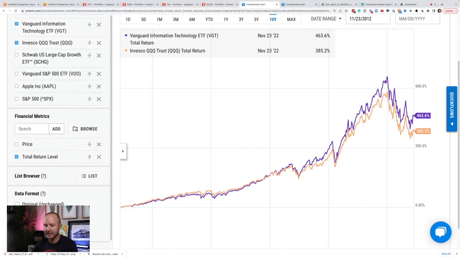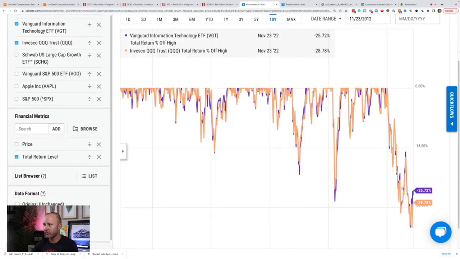Now, the thing to consider is that these are volatile, right? Look at how many times over the last 10 years they've been down more than 15%. This line right here is a 15% drop. This line right here, 30% drop. So we've had a couple drops of 30% or more over just the last 10 years.